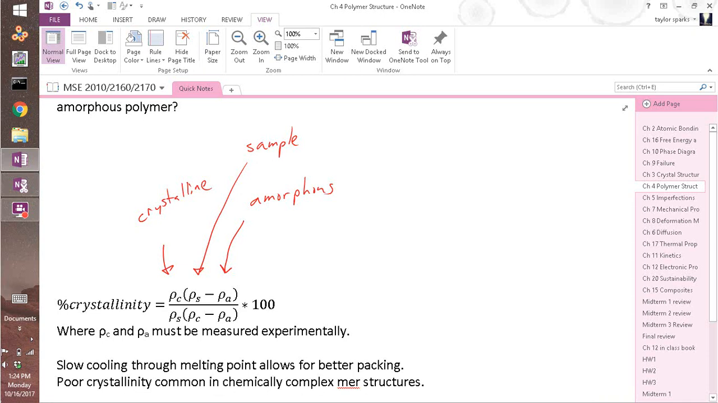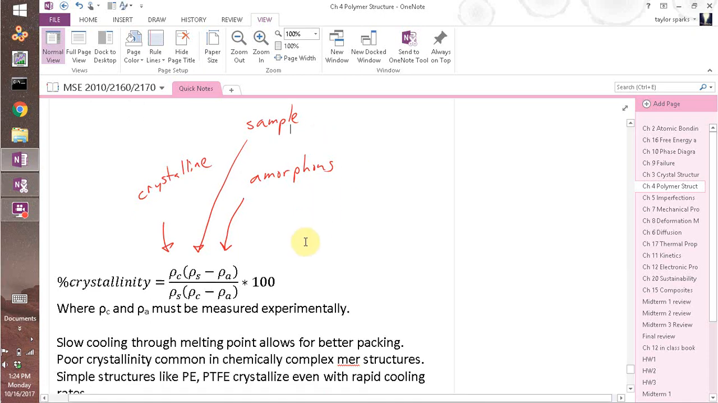a pretty cool tool. So you can look up the crystalline and the amorphous values in literature. Oftentimes those are reported in literature. You can measure your density of your polymer and you can say, oh, it must be 40% crystalline or 80% or whatever the number is, okay?